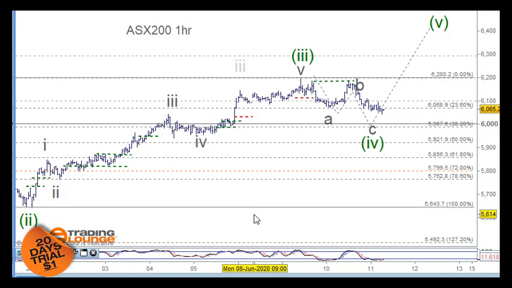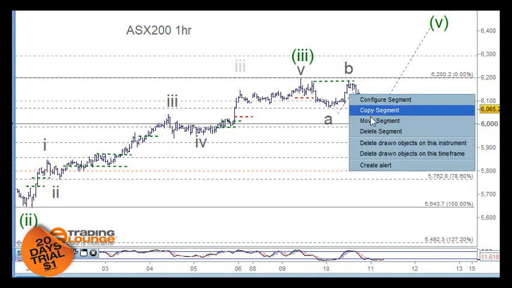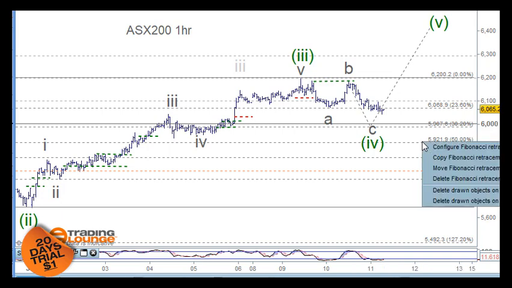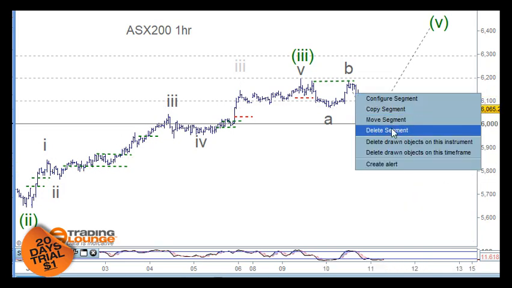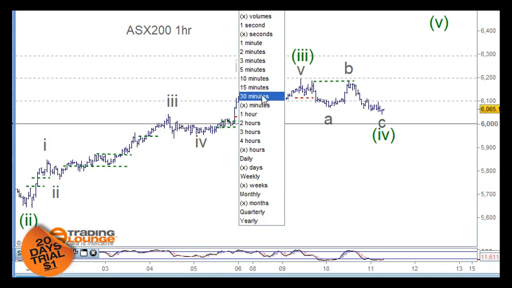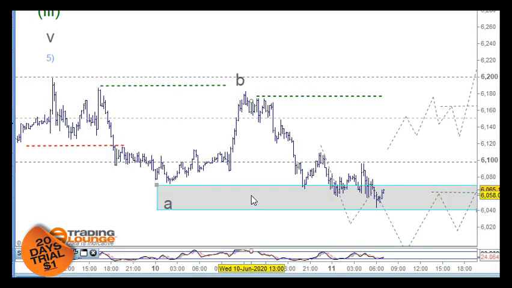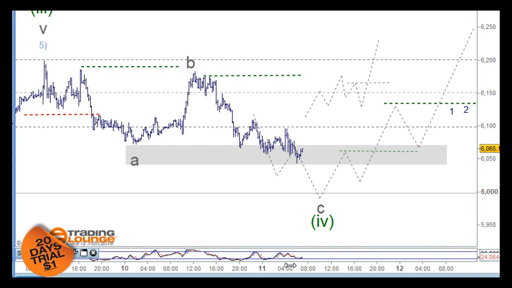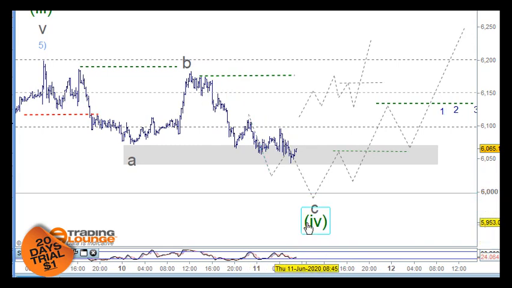So I'll just go to the hourly chart. I haven't updated this from last time we spoke, but I'll just clean this up a little bit. 38.2% is at the 6,000. So I'm thinking that this wave 4 low is in place here now, and I'll drill in a little bit further now to the 15-minute chart here.